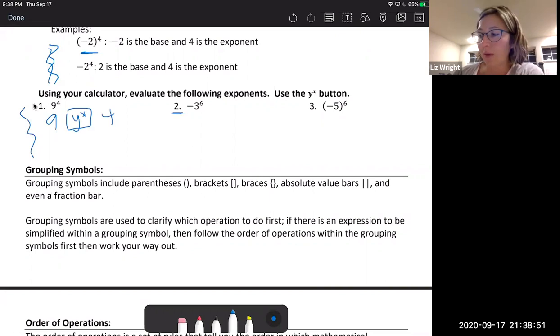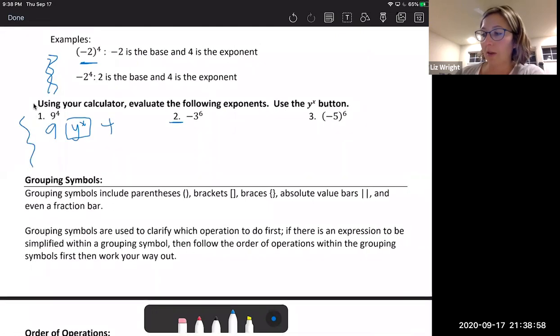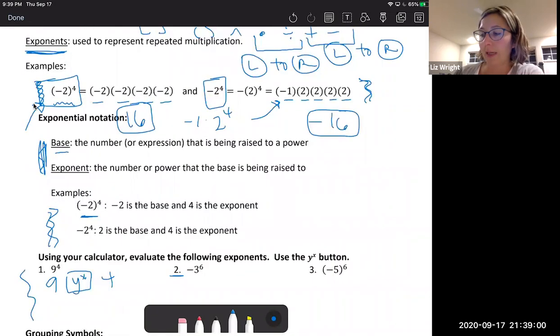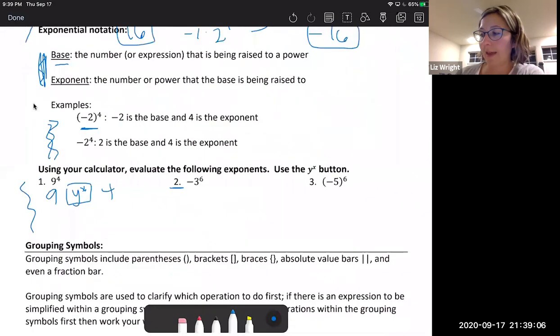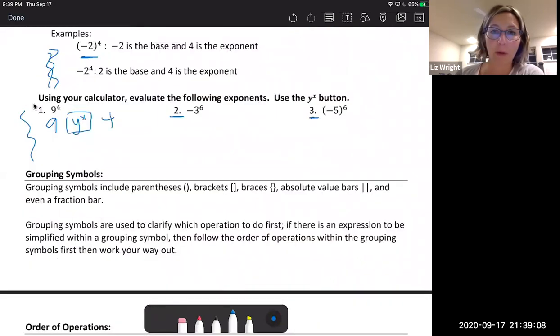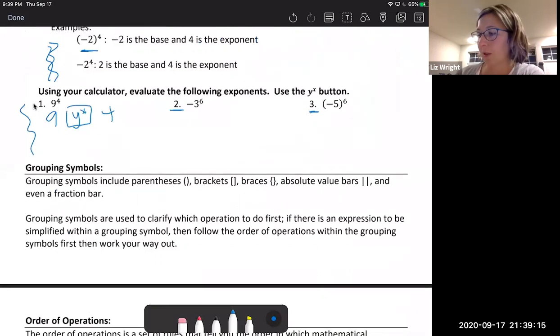Then on number 2 here, you want to be careful with the negatives, right? So think about how that looked up here, like looking at the difference of what you saw here versus right here. And I want you to apply that concept for number 2 and number 3 and go try those out. And then if you don't know, come ask me. So come ask me those questions.